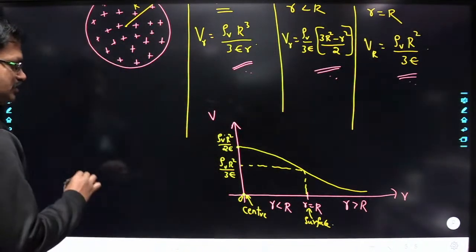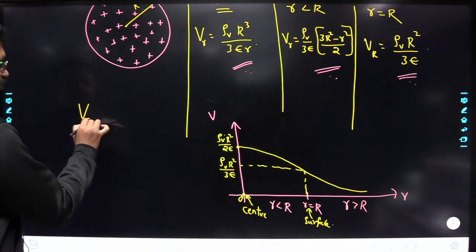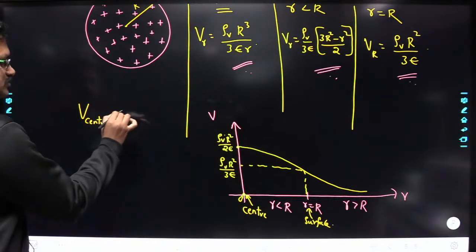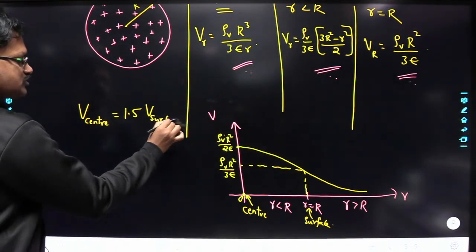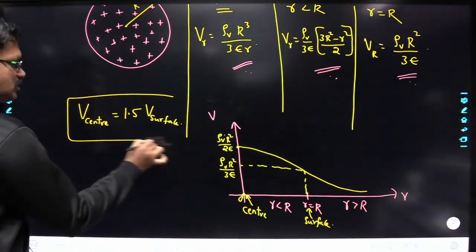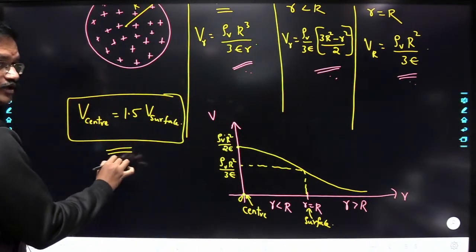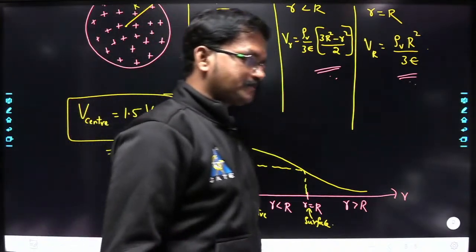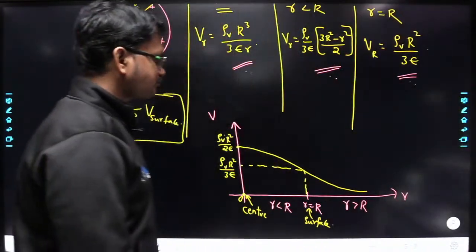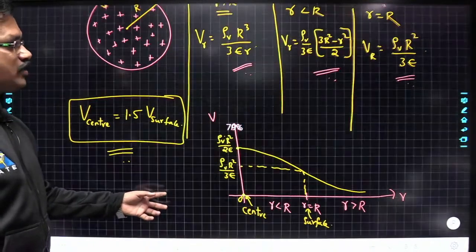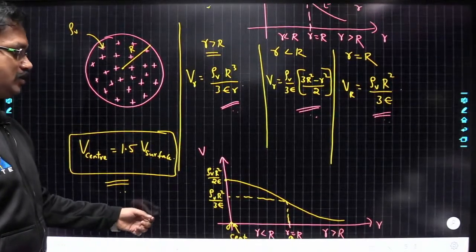And also we have seen that the potential at the center is 1.5 times of what? 1.5 times of the potential on the surface. Yes or no? So all these things we have seen here, right? Okay. So all these things we have seen, right?